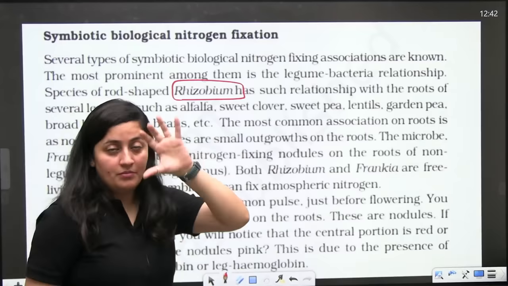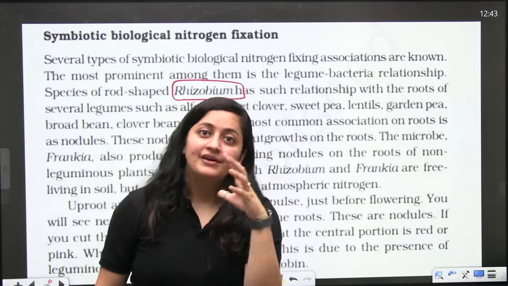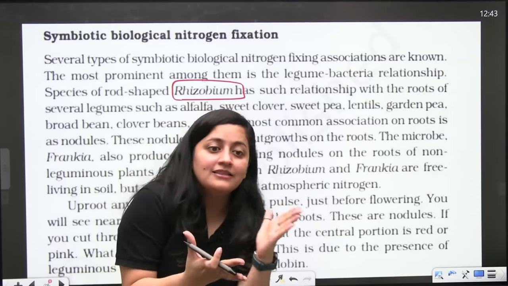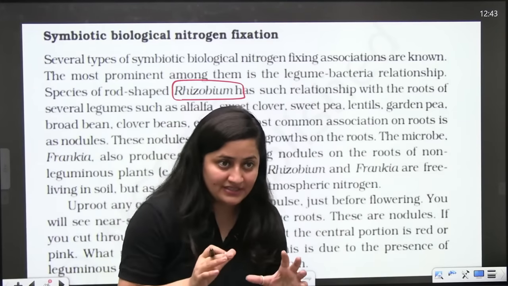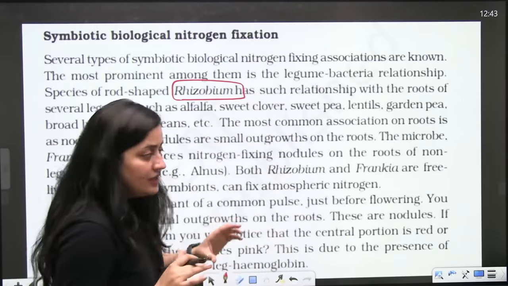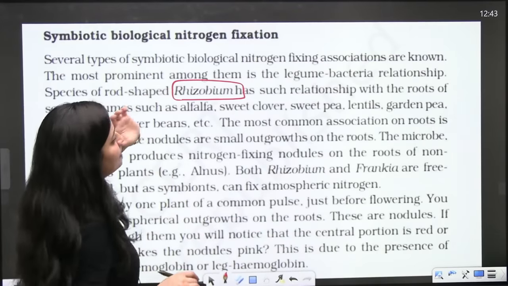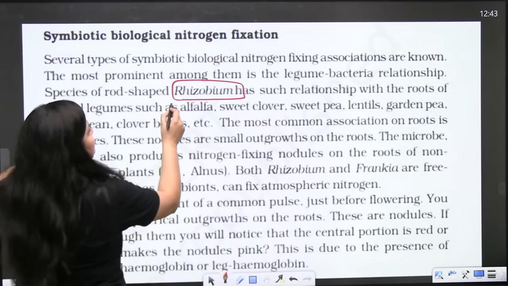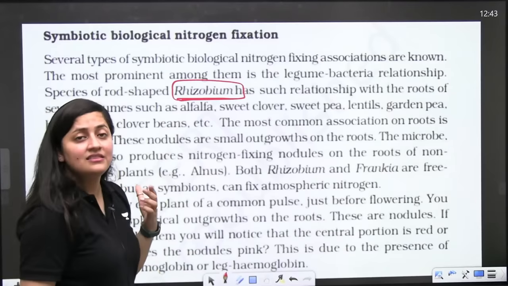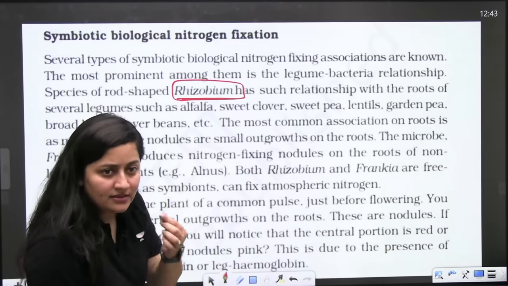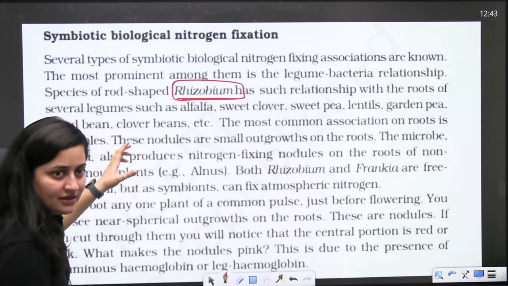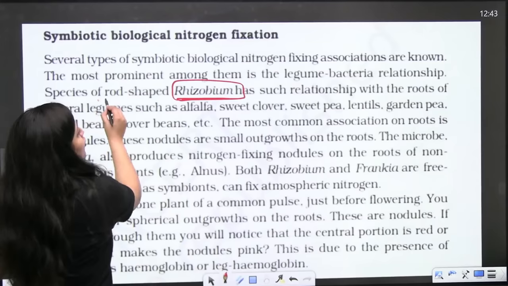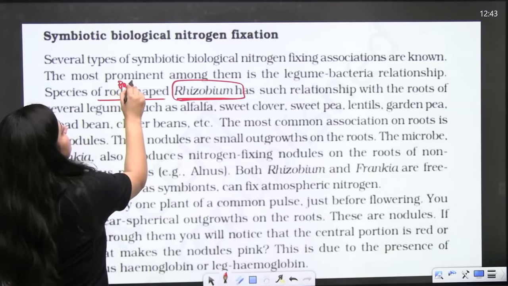Remember, rhizobium, normally it is free living. But it will fix nitrogen only when it is in the symbiotic relationship. Is that clear? So, whenever you talk about the symbiotic biological nitrogen fixing association, this is the example that we even study in class 6th, 7th, 8th or 9th, isn't it? So, rhizobium is a rod-shaped bacteria, means bacillus.